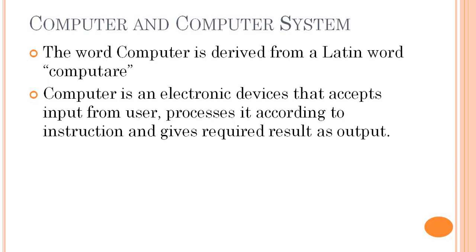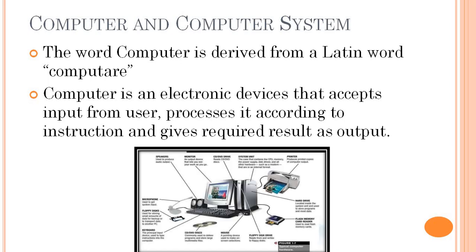If it is asked in exams, you have to write all these words correctly. Like there should be use of the words electronic device. Computer is an electronic device. Secondly, accepts input from user, processes it and gives the result. These particular keywords must be written in the answer when you are defining some terms. This is a diagram of a computer wherein you can see different peripheral devices which are used by the computer.